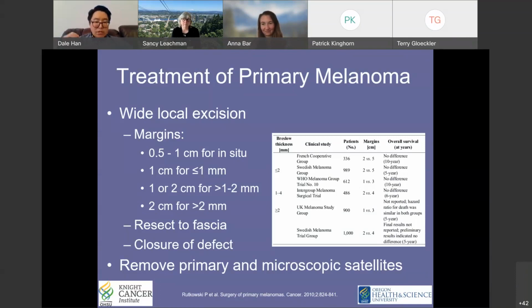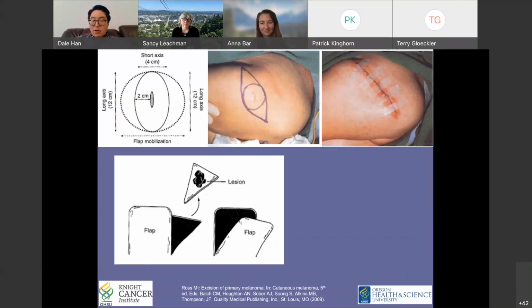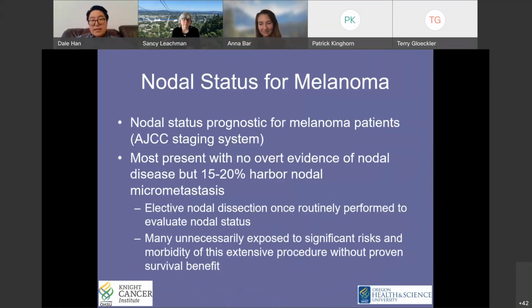And the reasons why we do this is not only to obtain negative margin, but also to eliminate any microscopic cells that may be emanating out from that primary site. So as Dr. Barr had mentioned, we basically remove the melanoma site. We can close it primarily, as shown in this slide, or this top set of pictures. We can use a flap closure in this picture, or skin grafts as needed.